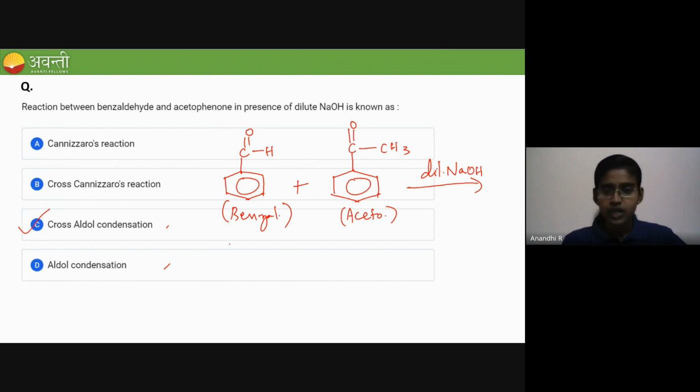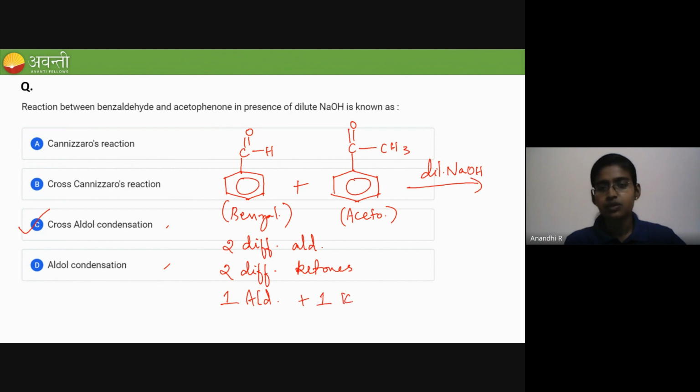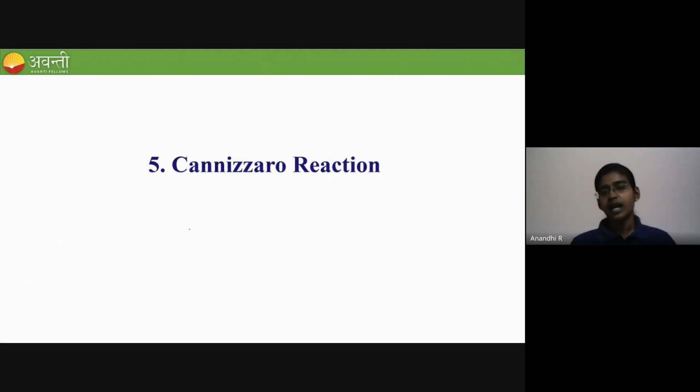Since we have one aldehyde and one ketone, it is called cross aldol. Option C is the correct answer. You can take two different aldehydes, or two different ketones, or one aldehyde and the other one a ketone. All these three refer to cross aldol condensation product. Shall I move on to the next reaction? Visakhapatnam students have got the correct answer. That is great. I'll move on to the next reaction, which is called the Cannizzaro reaction.